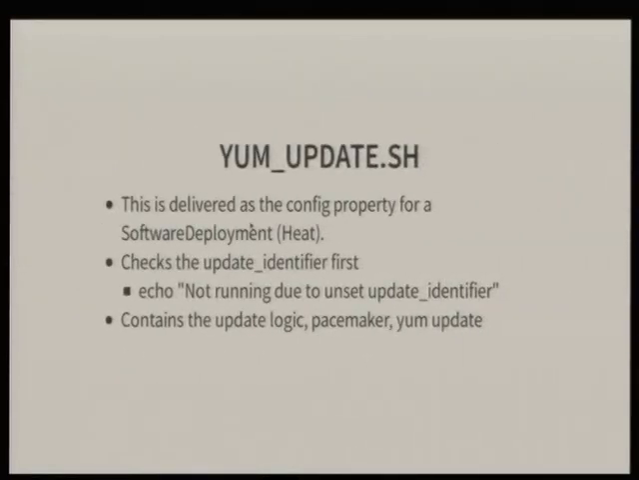So this is how we actually deliver the updates: it's basically just a bash script. It's called yumupdate.sh, and it's delivered as the config property of a heat software deployment. This is software config. As Steve said earlier, within Heat you can have this software config which runs arbitrary code on your chosen node. It can be Python or whatever you need to run there. And in this case, we're using a bash script.